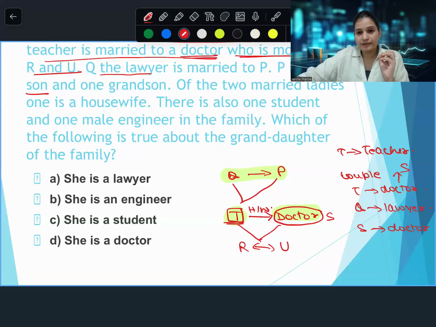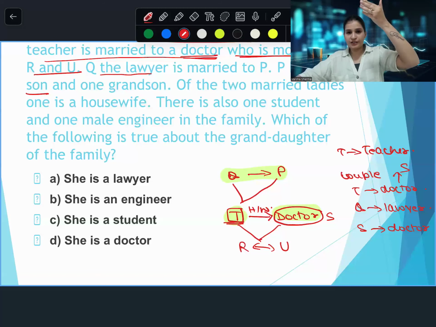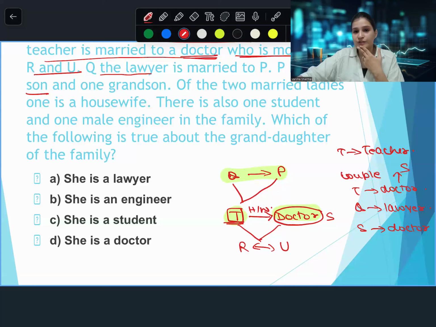Ma'am, how did you find that S is a doctor? There were only 6 letters. 5 are already occupied. Okay, ma'am, got it. Ma'am, I can't understand how T is the son of Q and P. There is one son, right? And Q and P are in the above generation. We have no more left people. The 6 letters are already pointed out. So T has to be the son, only son, because he's the only male in that generation. Okay?